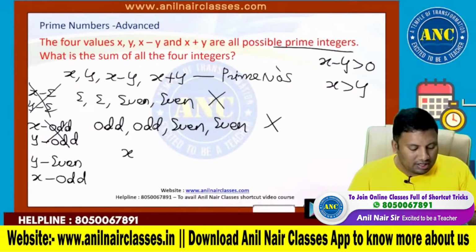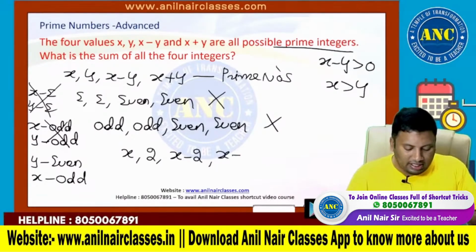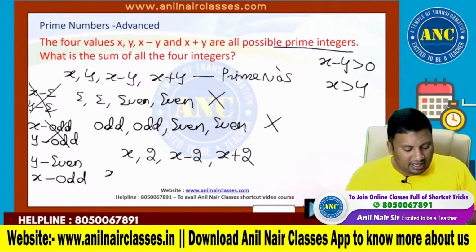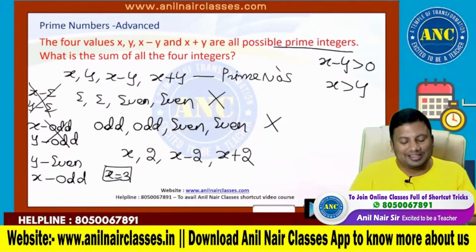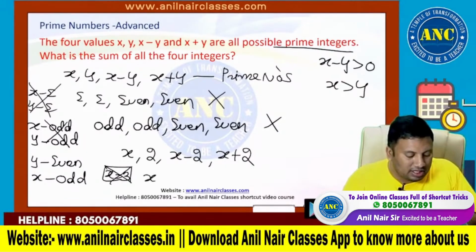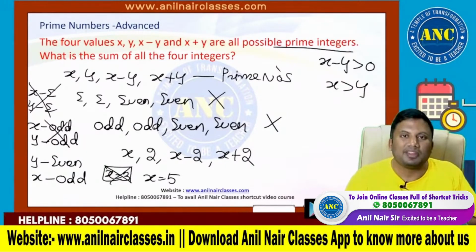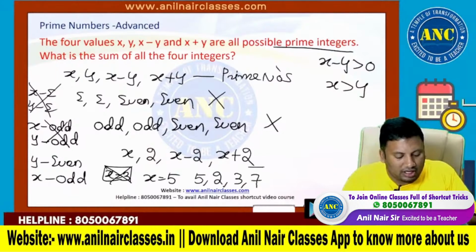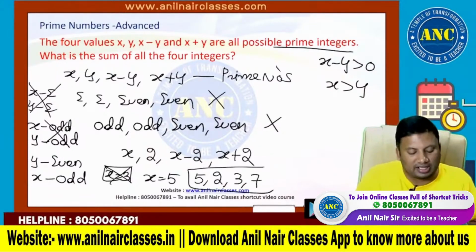X is an odd number, and the numbers are x, x minus 2 and x plus 2. If I take x equivalent to 3, then 3 minus 2 is 1, and 1 is neither prime nor composite. If x is 5, then y is 2: 5 minus 2 is 3 and 5 plus 2 is 7. X is 5, it is satisfying.